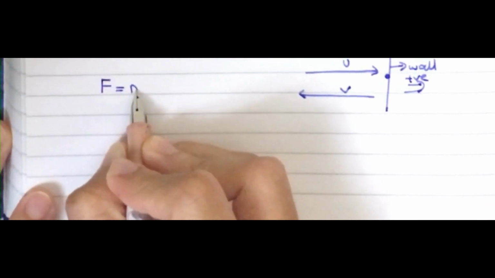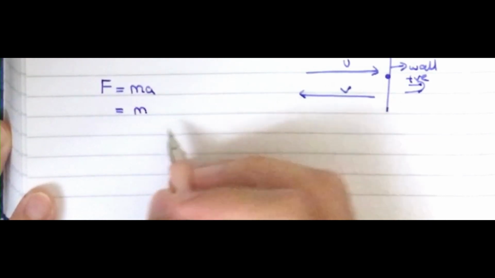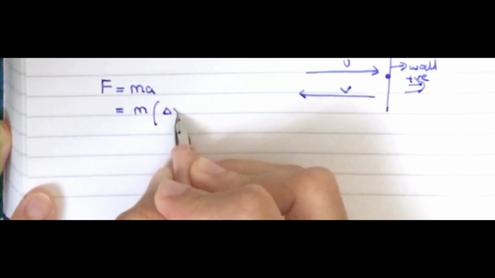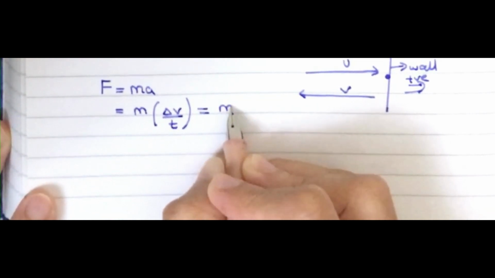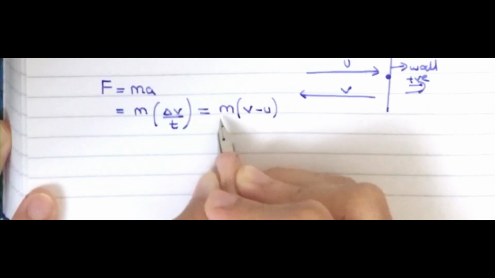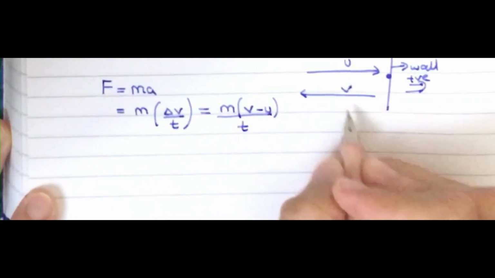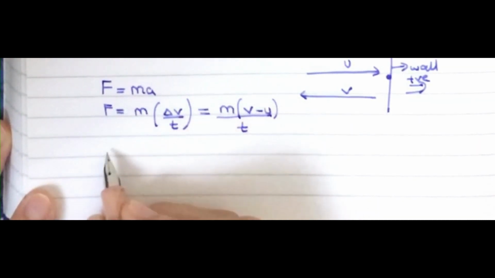So now I know my formula is F equals ma, right? And my mass is remaining constant. I need to find the acceleration, which is delta v by t, which can be written as m times v final minus initial, divided by t. I haven't input the values yet. I'm just stating the formula, expanding it right now.